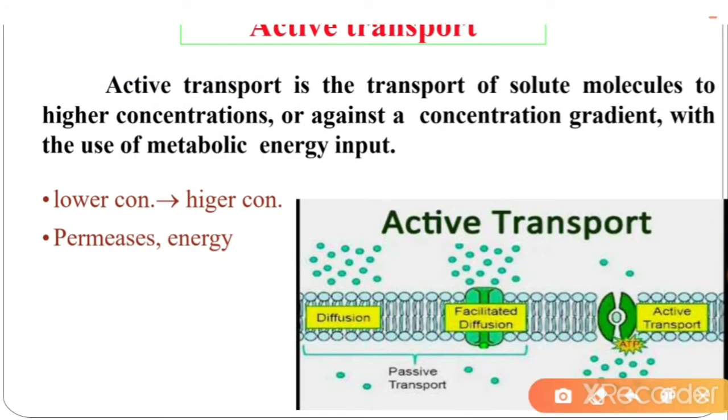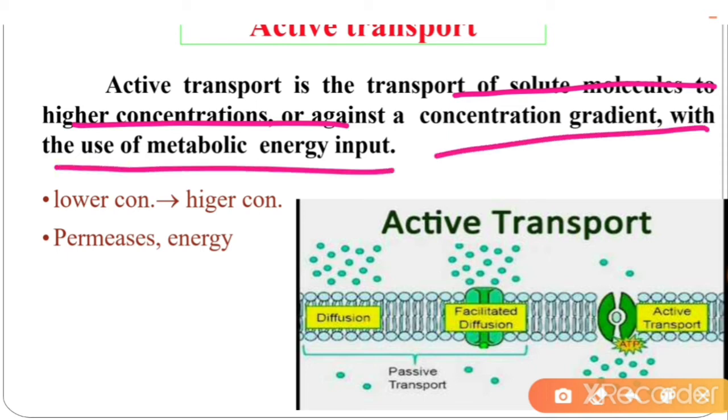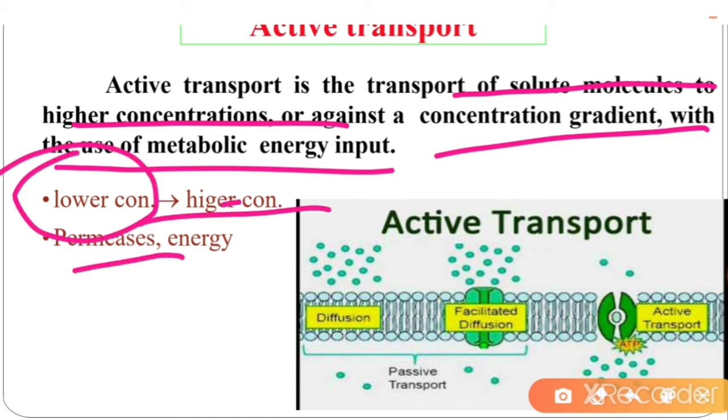Next one, active transport. It is the process of transportation of solute molecules to a higher concentration, or against the concentration gradient, with the use of energy input. Here, lower concentration, higher concentration, permeases, and energy are required. In this process the molecules are transferred against the gradient, while energy is required and the permeases are also required.